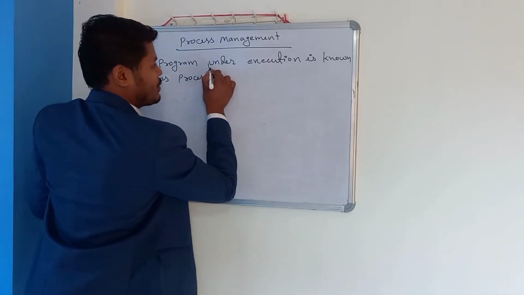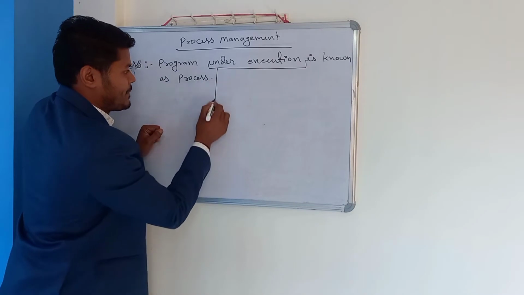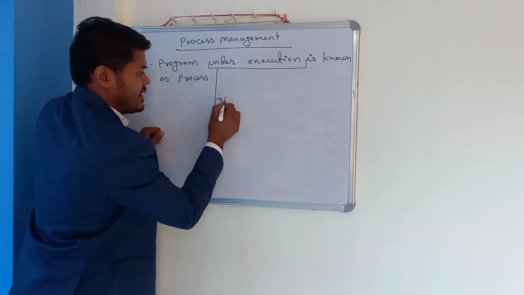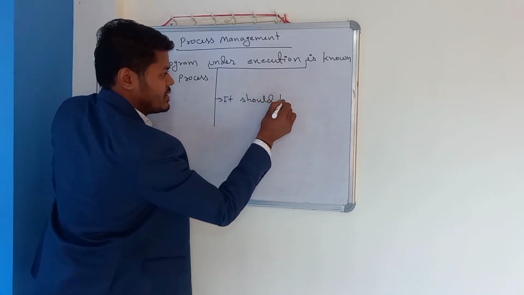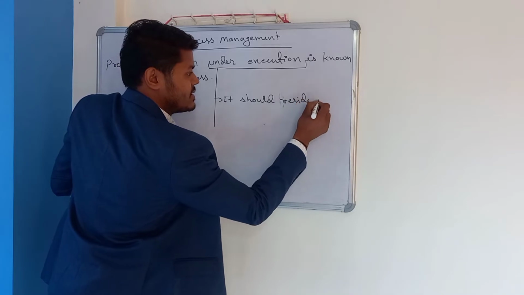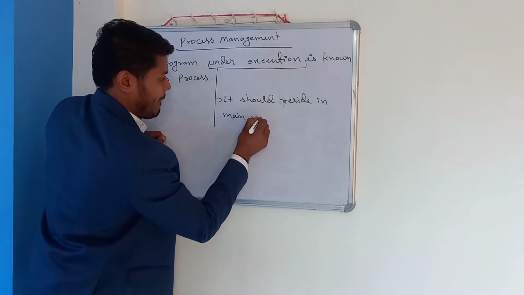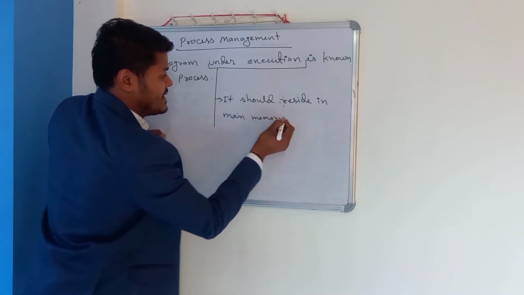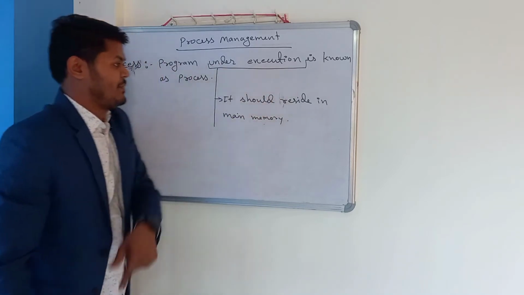When can we say a program is under execution? It should reside in main memory, then only we can say the program is under execution. Okay, fine.